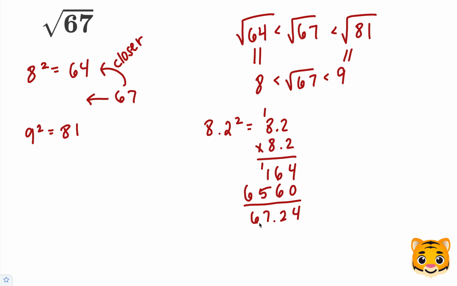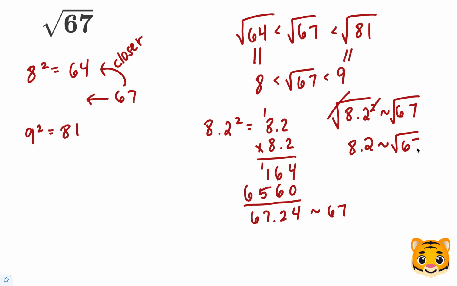So we can then approximate 67.24 as 67, and then say that 8.2 squared gives us approximately 67. We can now take the square root of both sides. The square root of a value squared will cancel out that squared value and then just give us 8.2. Now we have 8.2 is approximated to about the square root of 67. So this will be our approximation. The square root of 67 is approximately 8.2.